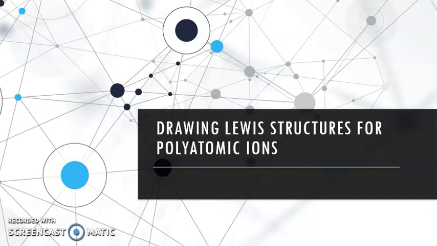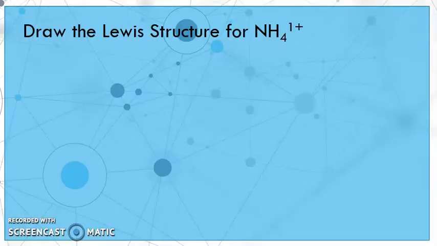We are almost done drawing Lewis dot structures. There's only one more thing that we need to consider, and that's how to draw the Lewis dot structure for a polyatomic ion. Now remember that a polyatomic ion is an ion that's made of many atoms, but collectively they have a charge. A great example of that would be something like NH4 1+, ammonium. The nitrogen and the 4 hydrogens collectively bond, and they have a charge of +1.